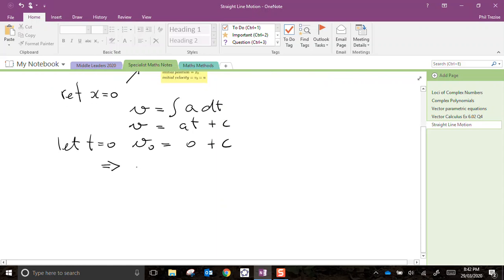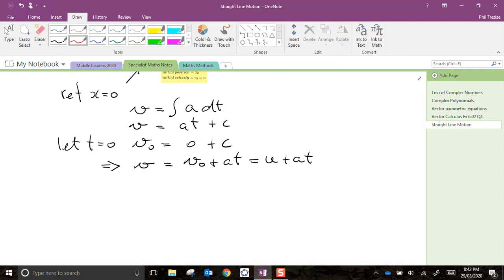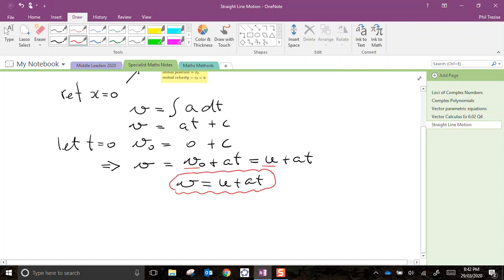This gives then our formula v equals v naught plus a times t, also sometimes written as u plus a times t. The symbols here for initial velocity are interchangeable. It depends a little bit on which textbook you've read. So we therefore would have a nice formula. We could just summarise then: v equals u plus a times t. There's our first equation of motion. That's lovely.